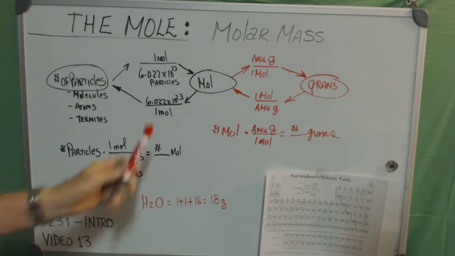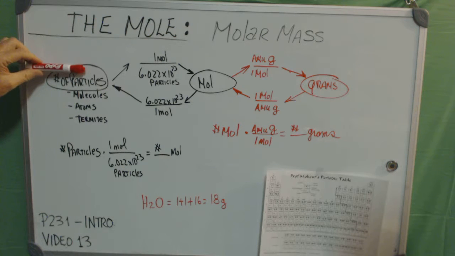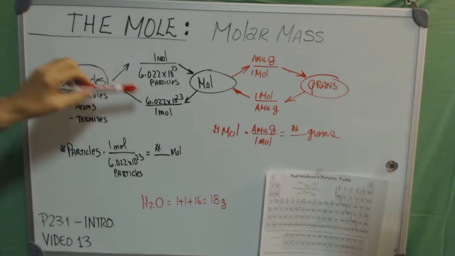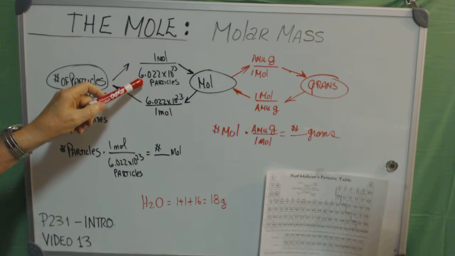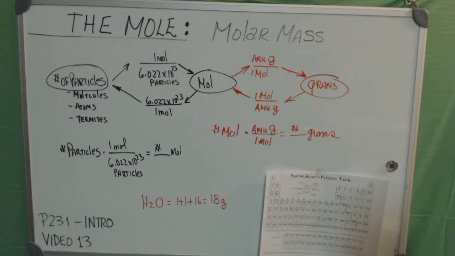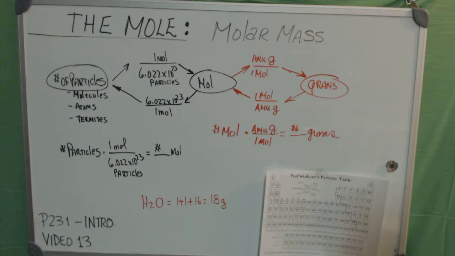So if I have to go from the number of particles all the way to grams, I have to do it in 2 steps. And you remember the number of particles, these are things like molecules and atoms and termites and bananas and so forth. I'm just counting these things. And I use Avogadro's number. That tells me how many particles are in 1 mole. And then I can convert to the number of moles. Okay. So here's the equation down here.